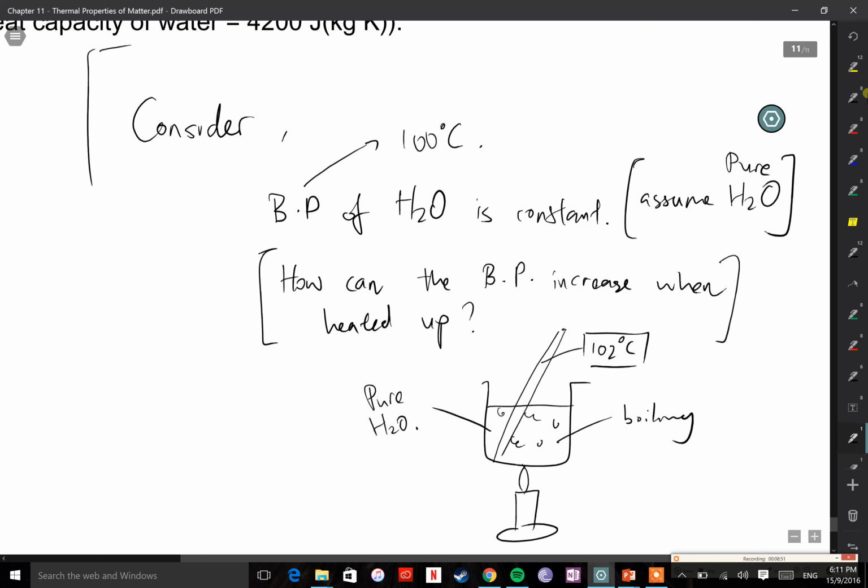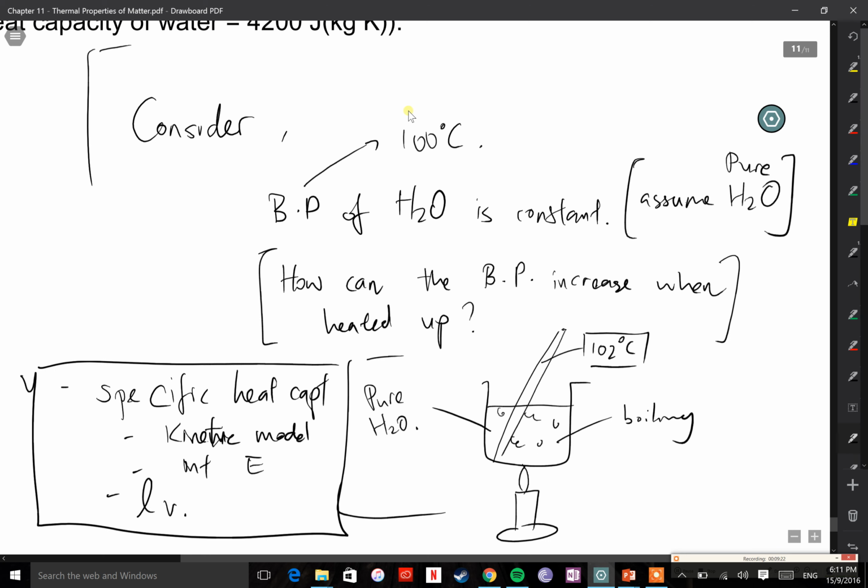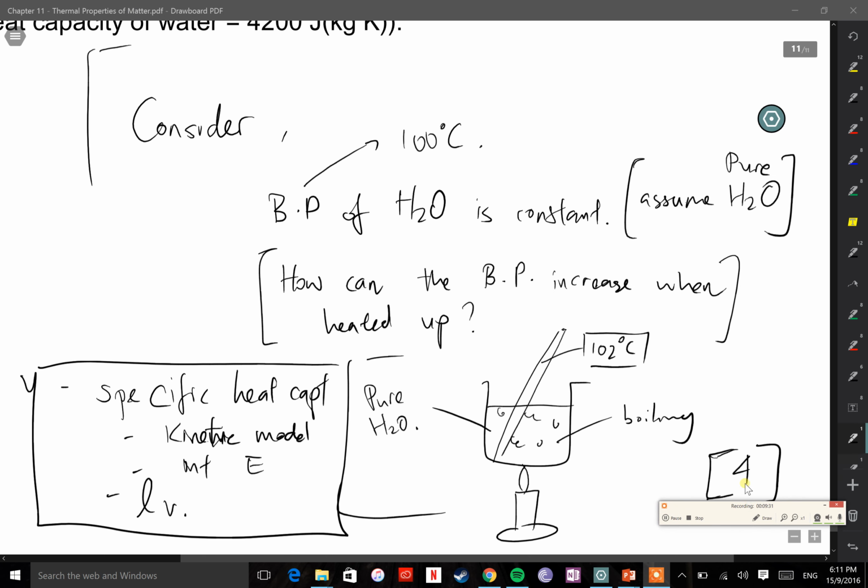You may want to use the idea of specific heat capacity. You may want to use the kinetic model. You may want to use the idea of internal energy. You may want to use the idea of latent heat of vaporization. These 4 should help to guide you to giving a very good answer. Let's call this a 4-mark question, shall we? I'm looking forward to the explanation that will be heard from you guys.